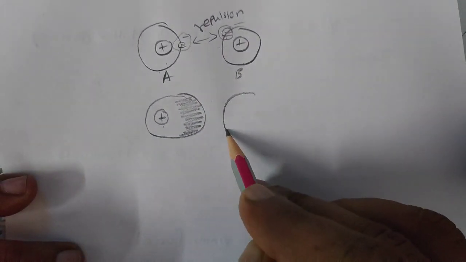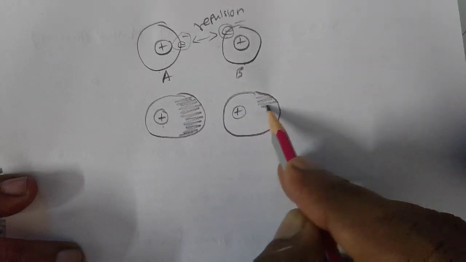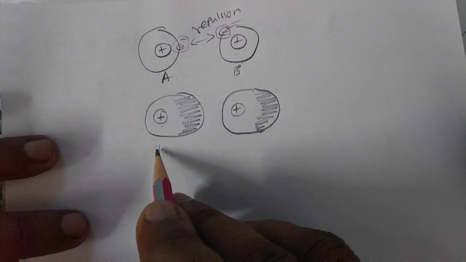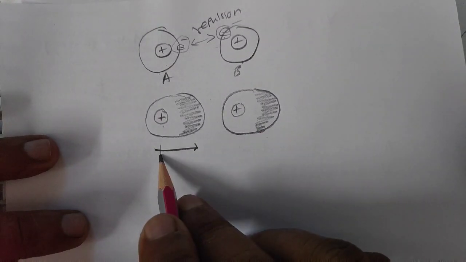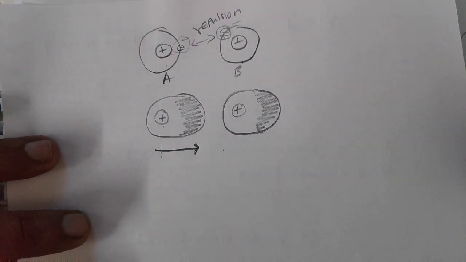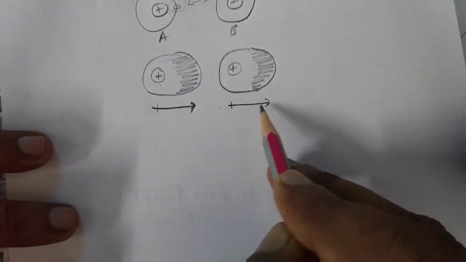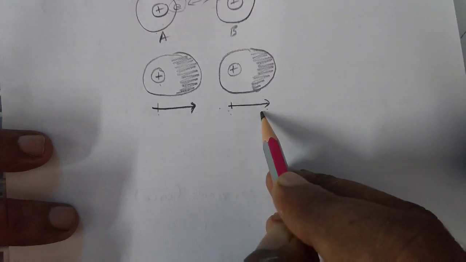In this case, what will happen? All electrons will move to which side? This side. You can see it is being shaded like this. You will see the movement of electrons is shown from this side to this side. It is being explained through the arrow. In this case also, the movement of electrons is from left side to right side, right?